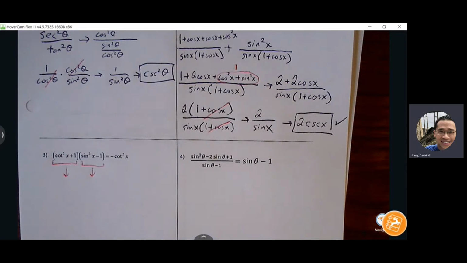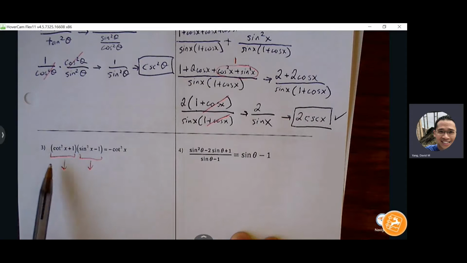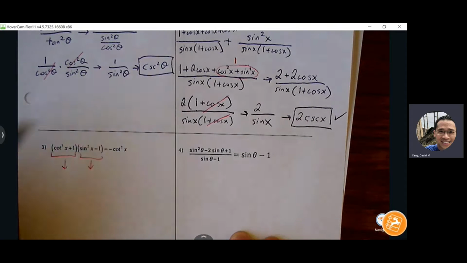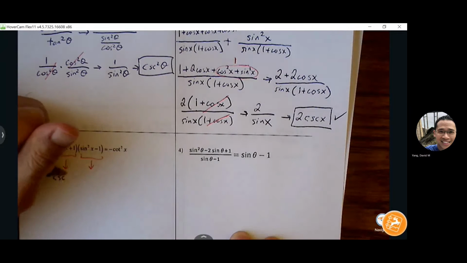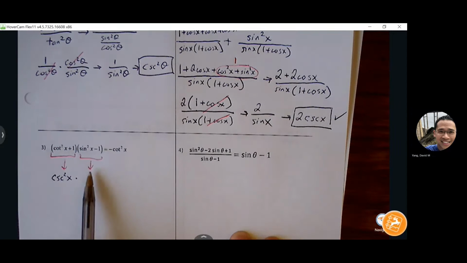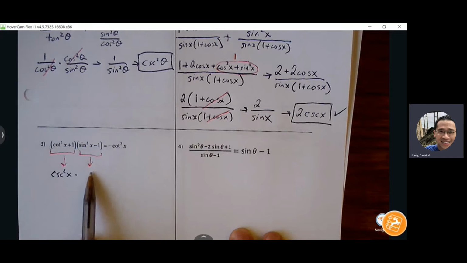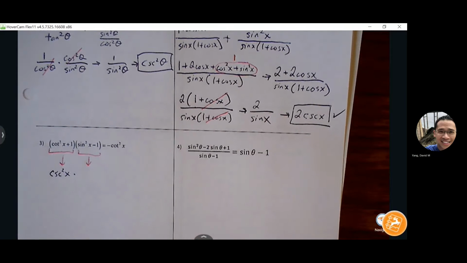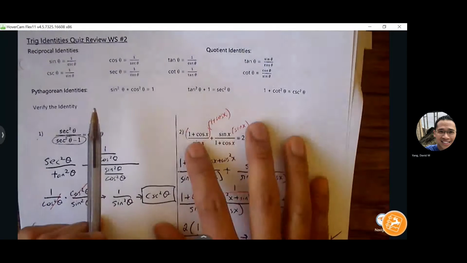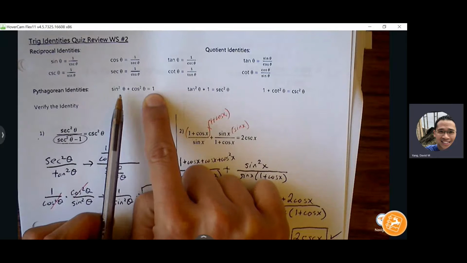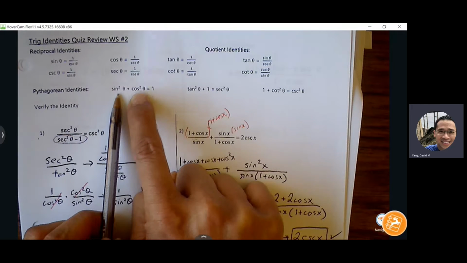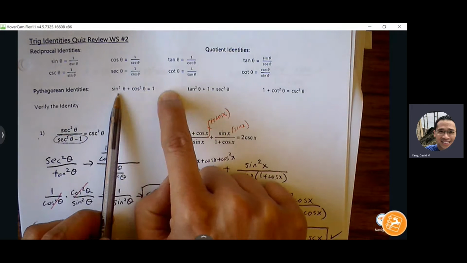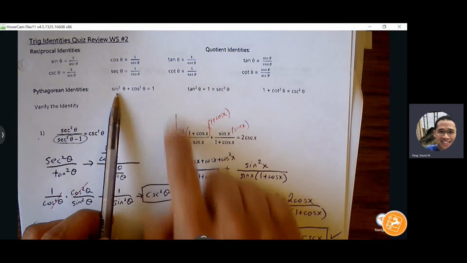What can I replace 1 plus, oh, sorry, cotangent squared plus 1 with? Secant squared. Sine squared minus 1. Careful. Yeah, sine squared minus 1 means that the cosine squared has to be on the other side. It's going to be a negative cosine squared.